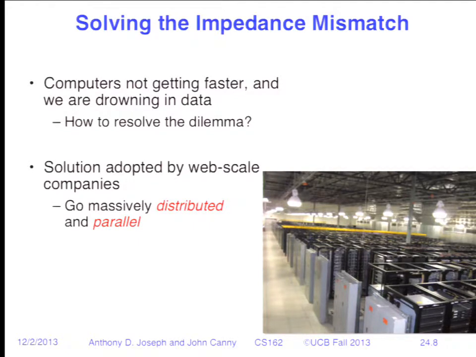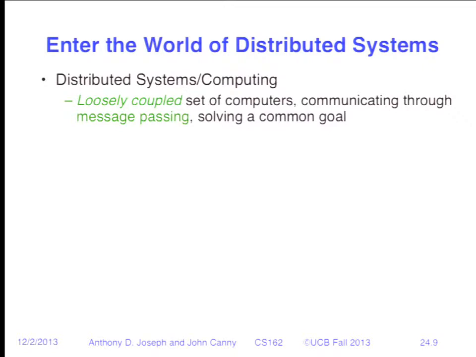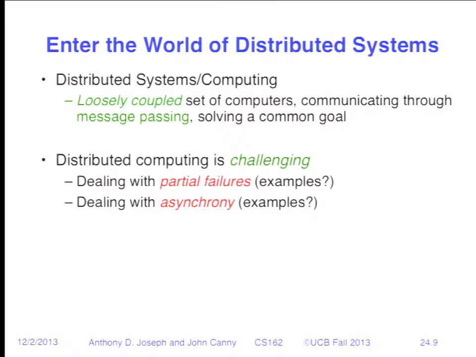So here's a picture of a typical internet data center with tens of thousands of machines. Rather than trying to go with how many cores we can fit in a single box, we just go with many, many, many boxes. So this takes us into the world of distributed systems, which we've looked at already in this class. Basically, it's where we have a loosely coupled set of computers communicating through message passing, trying to solve a common goal. And we know distributed computing can be really, really hard.